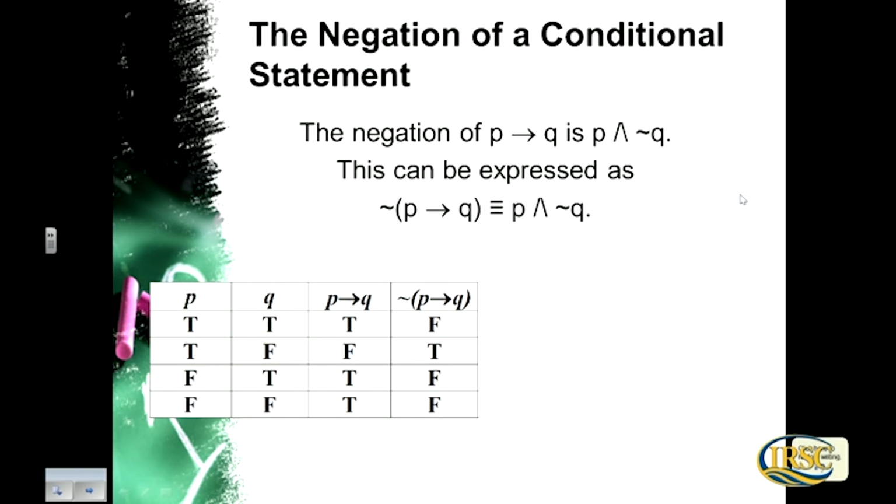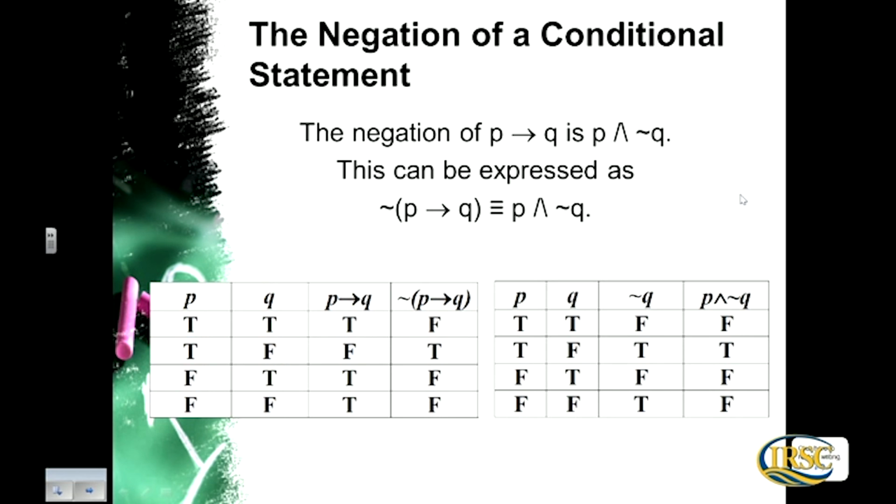And then your other truth table, the not Q is just the opposite of Q. And then you have an and statement between the column for P and the column for not Q. And is only true when they're both true. So in that second row, that last column right there, that's the only row to have a true.